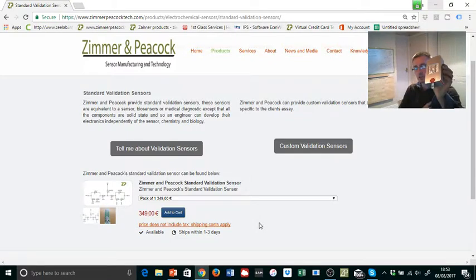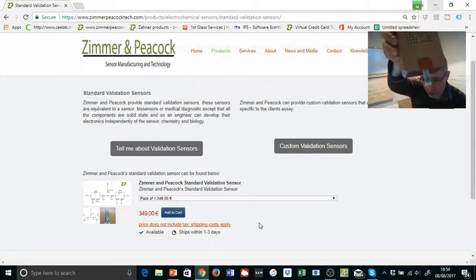But what we're trying to do with the validation sensor is some people either want to know that their anapot is functioning correctly, or they're actually designing their own electronics. And if they're designing their own electronics, they want to know, are my electronics functioning properly? So what is the validation sensor then? The validation sensor is actually a circuit that's equivalent to the electrochemical cell.